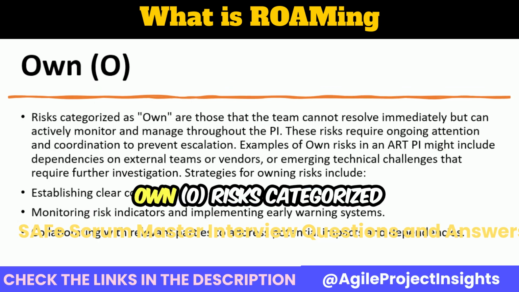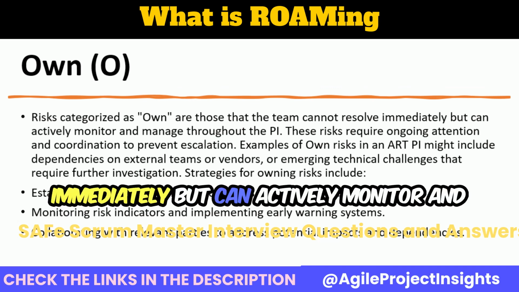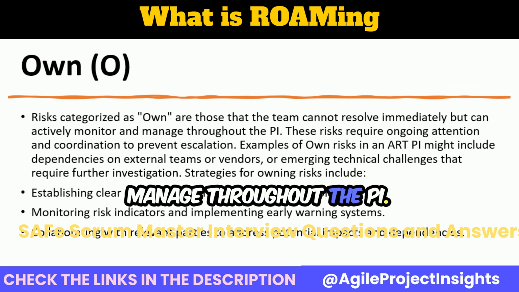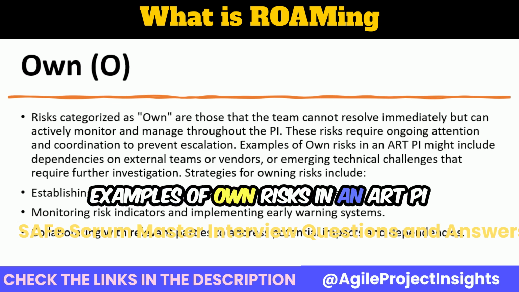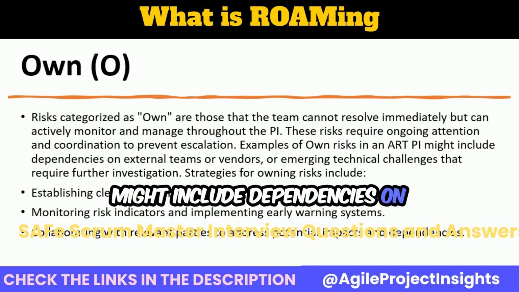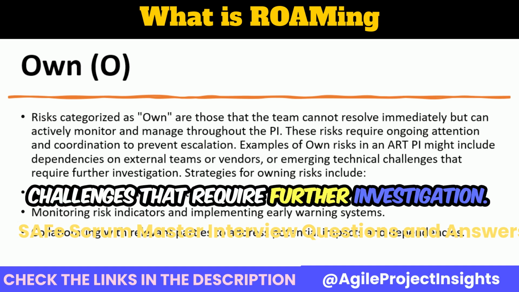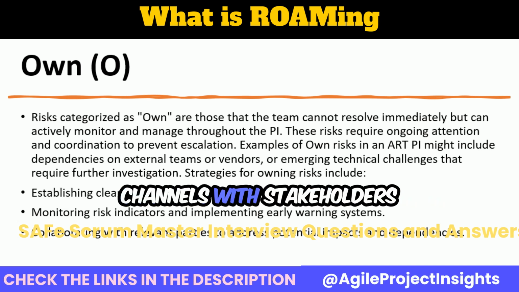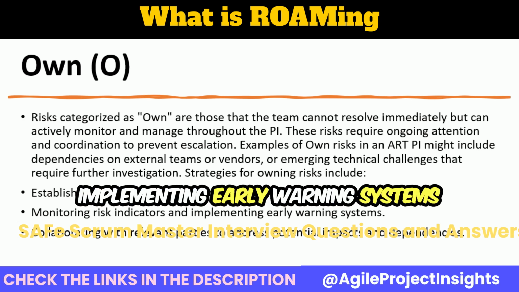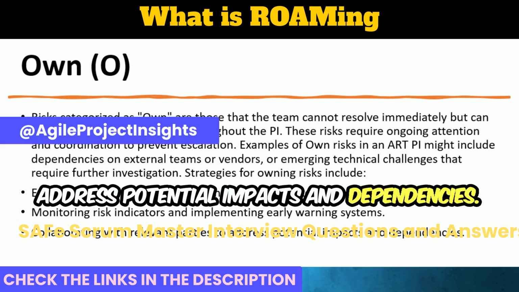Own: risks categorized as own are those that the team cannot resolve immediately but can actively monitor and manage throughout the PI. These risks require ongoing attention and coordination to prevent escalation. Examples of own risks in a PI might include dependencies on external teams or vendors, or emerging technical challenges that require further investigation. Strategies for owning risks include establishing clear communication channels with stakeholders, monitoring risk indicators, implementing early warning systems, and collaborating with relevant parties to address potential impacts and dependencies.